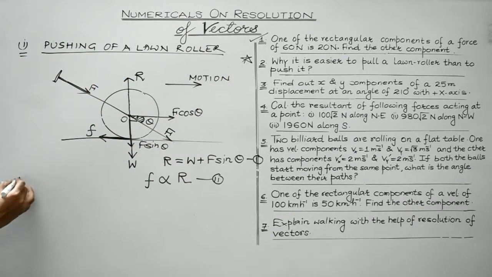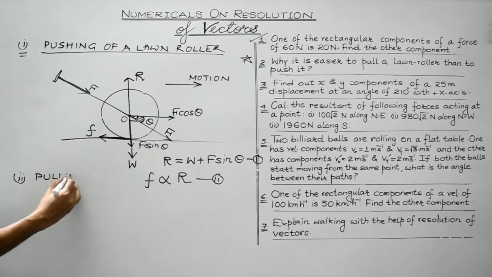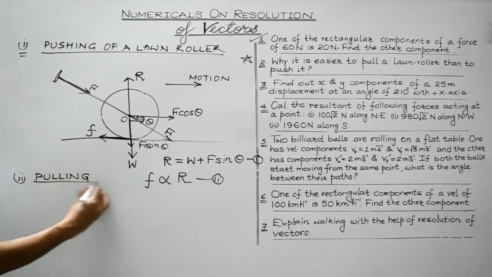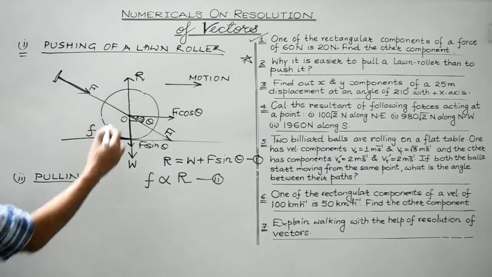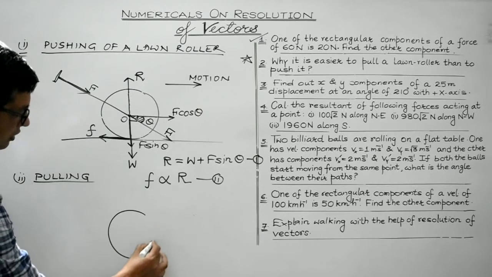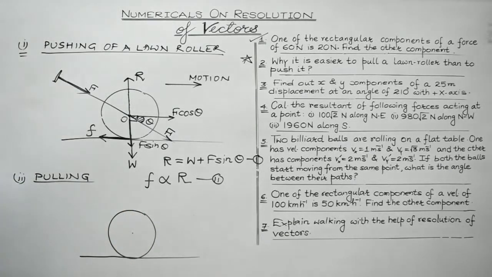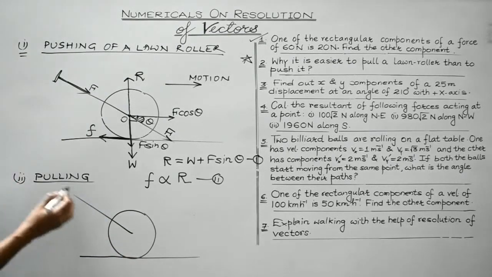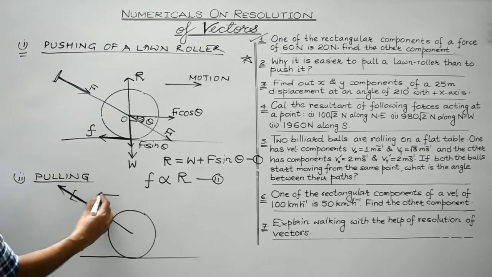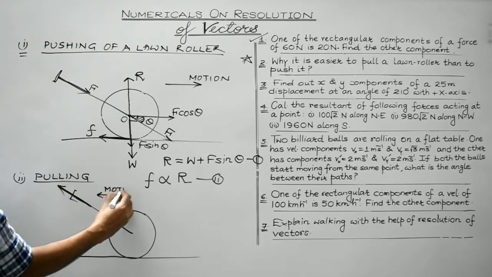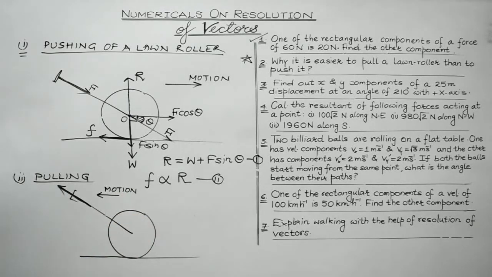Now let's consider the second case. Case of pulling of a lawn roller. Now, what will be the diagram? Same thing. Okay, this is the lawn roller, this is the center, and this is suppose the ground. Now, pulling means the force will be acting along this direction, right? This is the direction where the force is acting. It is being pulled. So, this will be the direction of motion of the lawn roller, right?